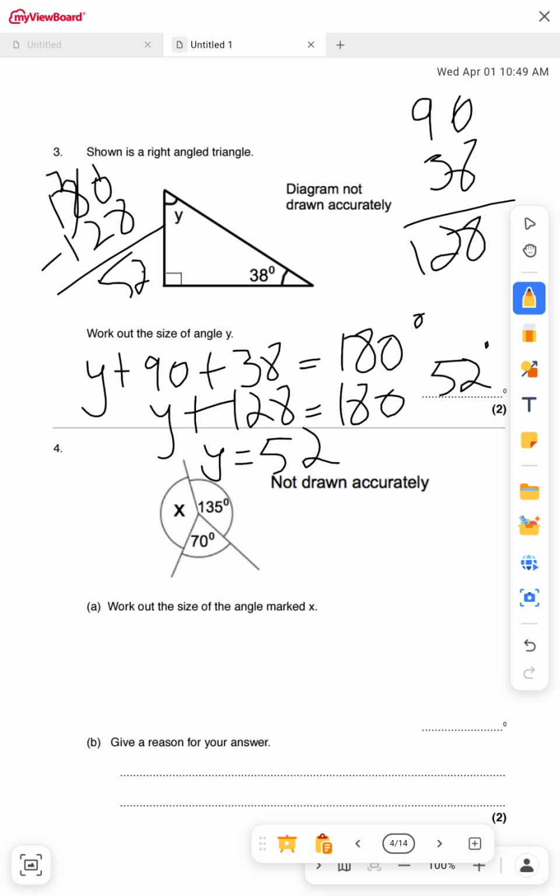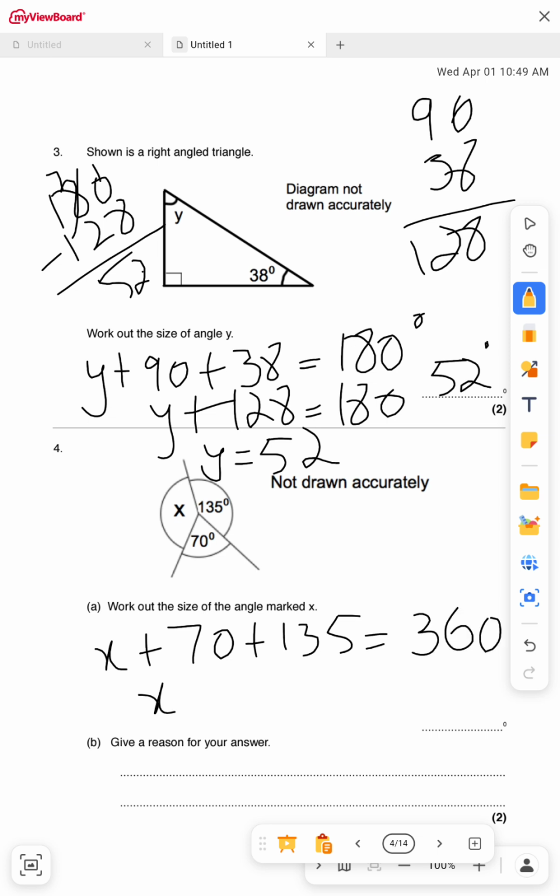Work out the size of the angle marked X. Simple. These are the angles, the sum of the angles at a point. They add up to 360 degrees. So X plus 70 plus 135 is equal to 360 degrees. Now X plus, what is 70 plus 135? 135 and 70, I get 205.